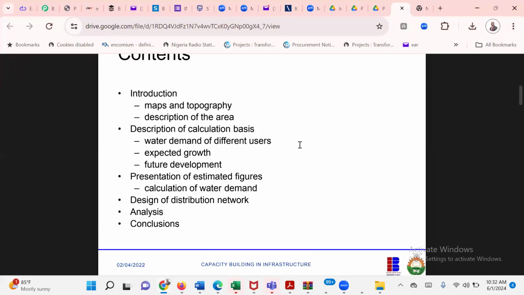Then number two, you need to have a description of the area. Where is it located? In describing the area, is it surface water? Is it groundwater? Is it spring? What kind of water source do you need? What is the reliability of the water source? How sustainable is the water source? What is the tendency of the water source being contaminated?